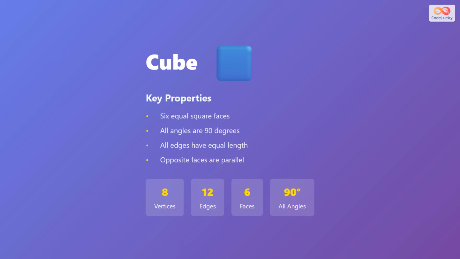A cube is a three-dimensional shape with 6 square faces. All the squares are exactly the same size. A cube has 8 corners called vertices and 12 edges. All the angles inside a cube are 90 degrees, meaning they are perfect right angles. Examples of cubes include dice, gift boxes, and ice cubes. Cubes are very common in games and storage because of their neat, orderly shape.